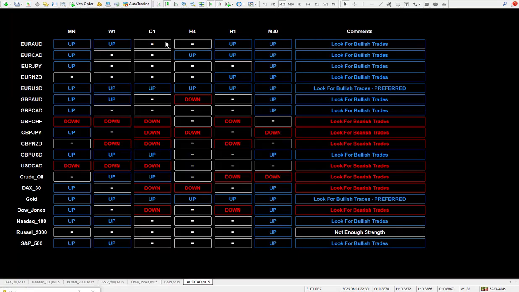And through some calculations within the comments here, it'll say look for bullish trades, bearish trades, and some will be preferred, and the odd time it'll be not enough strength or like running flat. So if the market keeps moving, eventually, and it could be within 30 minutes, it'll go either blue and/or red.